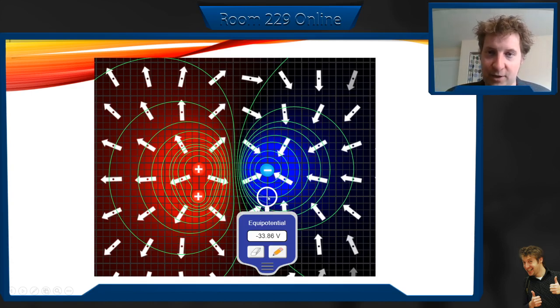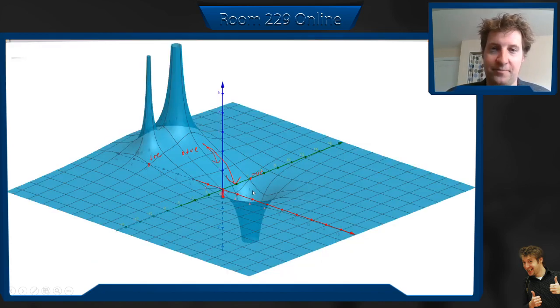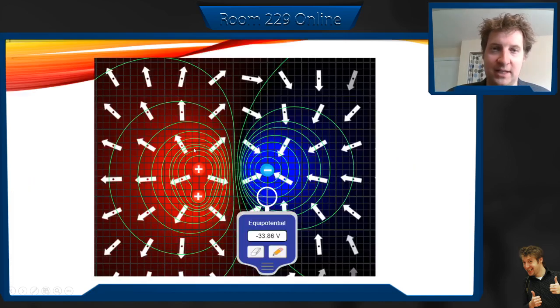At that point, it also shows us that it's this negative 34 volts all along this green line. Everywhere along there is the same voltage. So we can think of it as the contour line of the surface that has the same Z value, this axis here, the blue axis, the Z axis. We can think of these contour lines as being these equipotential surfaces.